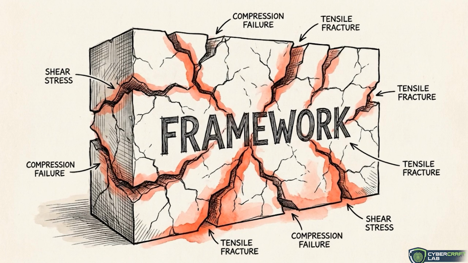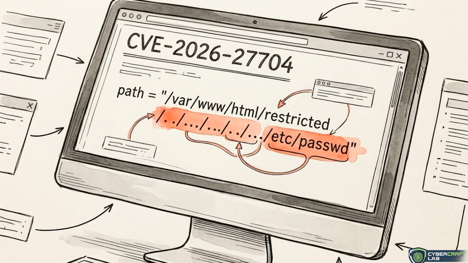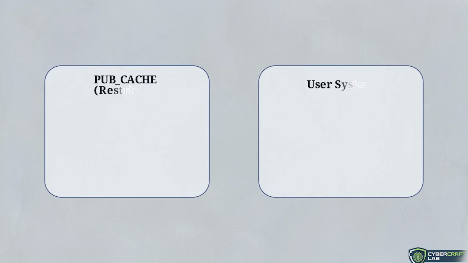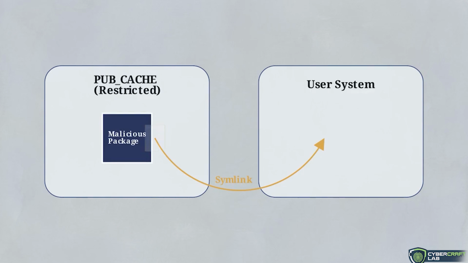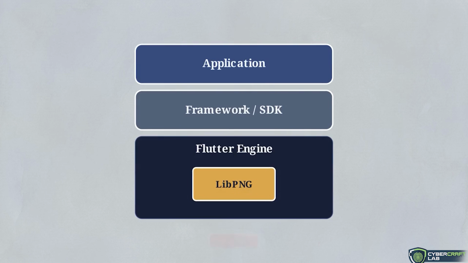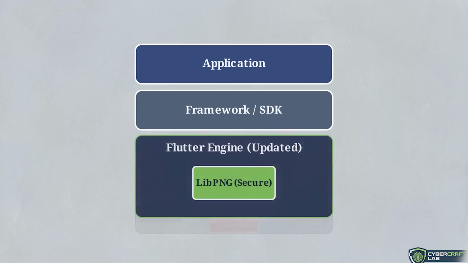The second layer of the threat model involves vulnerabilities found within the Flutter framework itself. This is exemplified by CVE-2026-27704, a path traversal flaw discovered in the Dart and Flutter package managers. Malicious packages were able to use symlinks to escape the restricted cache directory and write arbitrary files to the user's system. Deeper in the architecture, flaws like the libpng vulnerability sit embedded within the Flutter engine block below the application layer. Developers cannot patch this directly and must wait for the framework provider to release a secure engine update.